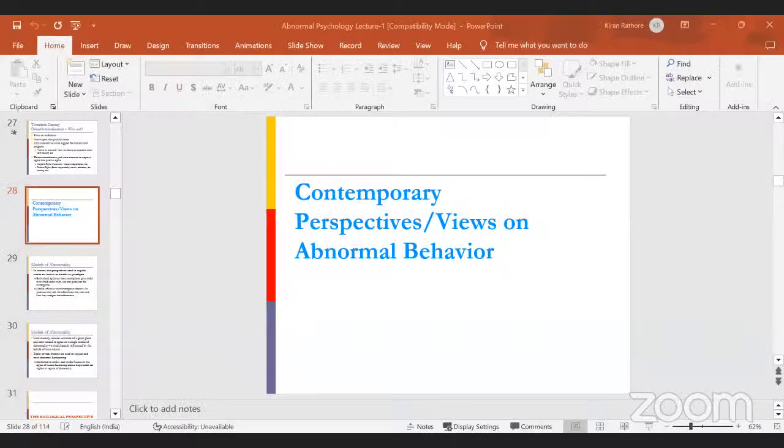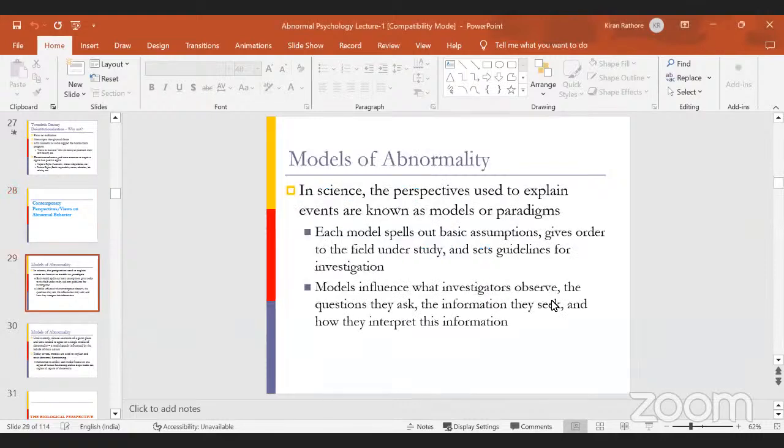in psychological or mental illnesses or psychological disorders. Okay. So what do we mean when we talk about models? Models are actually models of abnormality. They are also called perspectives or viewpoints.